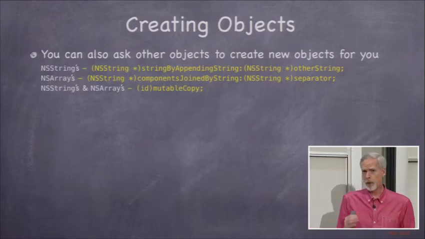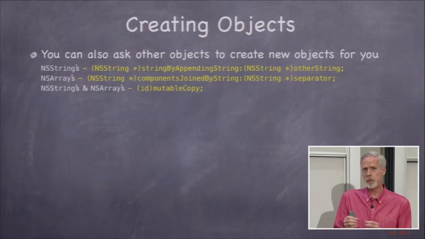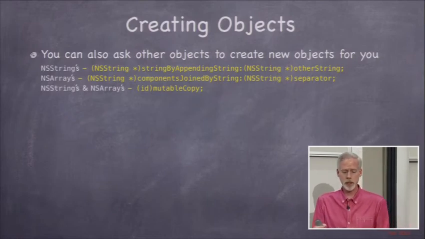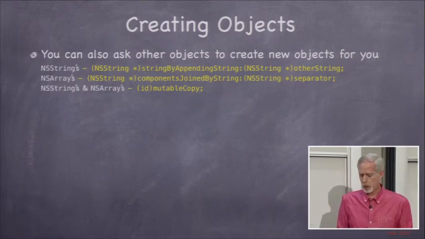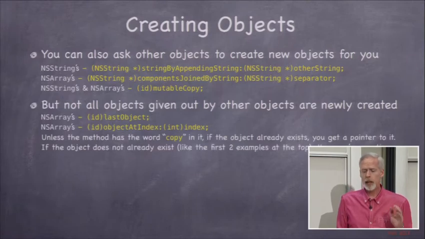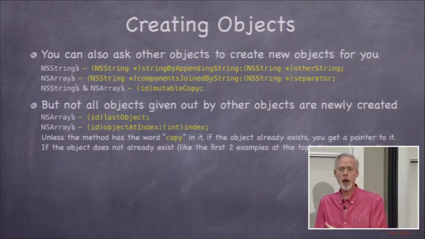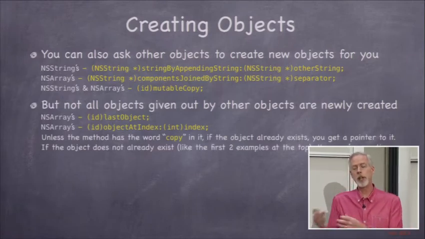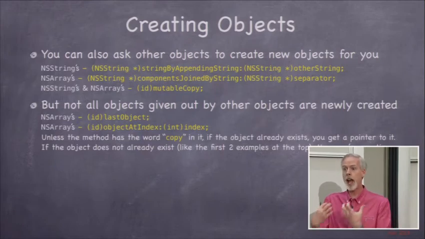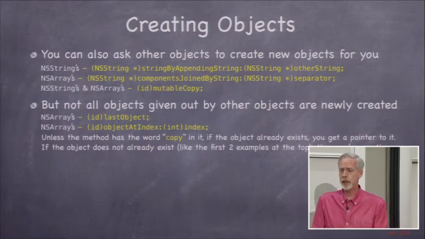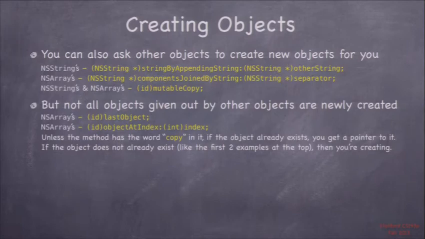And a very interesting instance method that you can ask an object to do for you is mutableCopy. Okay, and so mutableCopy makes a copy of an object, but it's mutable. So if you had an NSString and you send it mutableCopy, you'll get back an NSMutableString. Or if you have an NSArray and you send it mutableCopy, you'll get an NSMutableArray. So that's another way that you're creating objects.